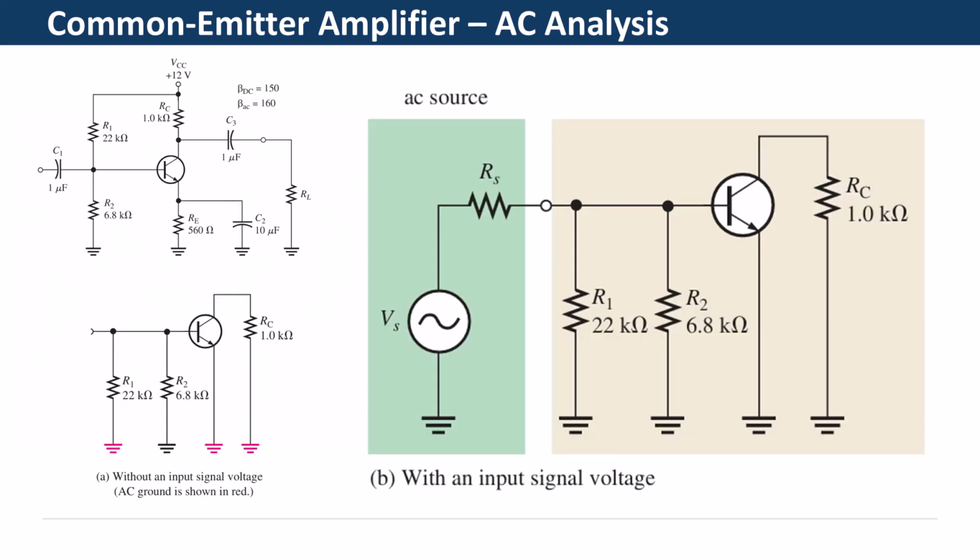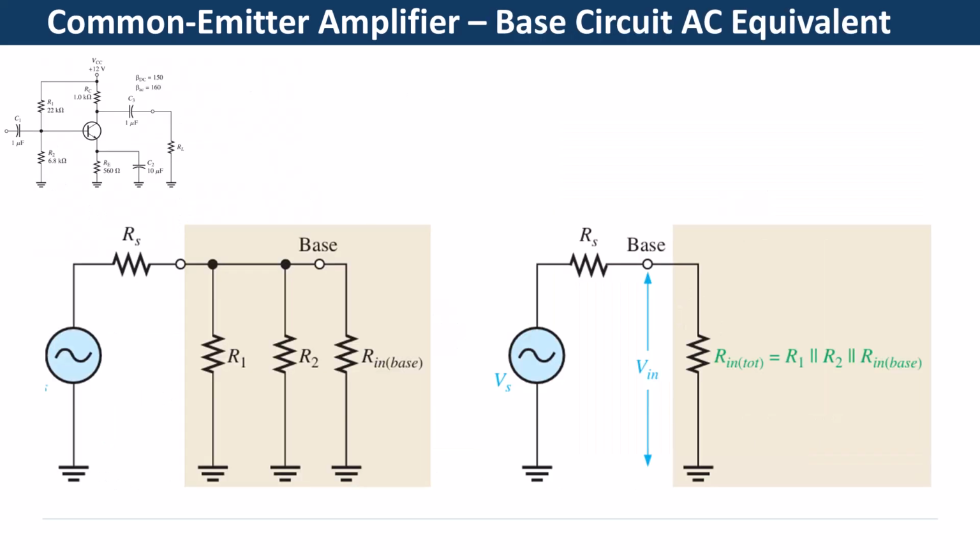An AC voltage source Vs is shown connected to the amplifier input. If the internal resistance of the AC source is 0 ohms, then all of the source voltage appears at the base terminal. If, however, the AC source has a non-zero internal resistance, then three factors must be taken into account in determining the actual signal voltage at the base. These are the source resistance, Rs, the bias resistance, R1 in parallel with R2, and the AC input resistance at the base of the transistor, R in base.